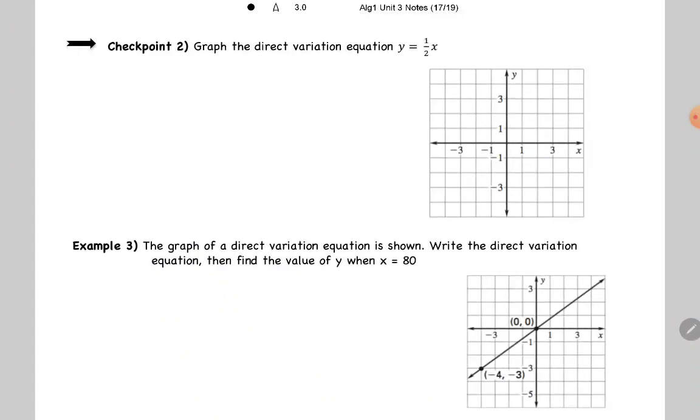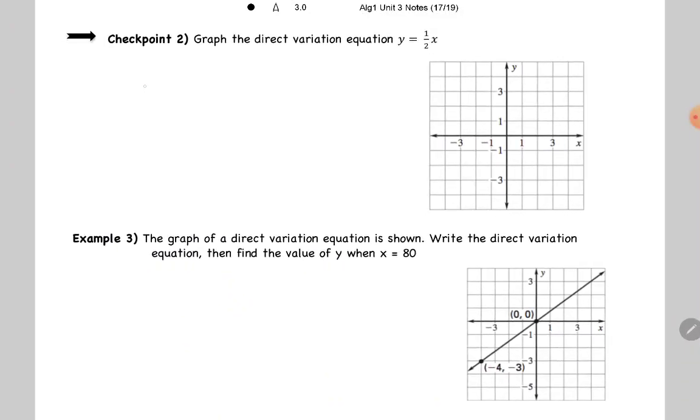Alright, 1/2 x. Once again, we have b equals 0. Our slope is 1/2, so up 1, right 2. And you can even go backwards: down 1, left 2. Create a line.